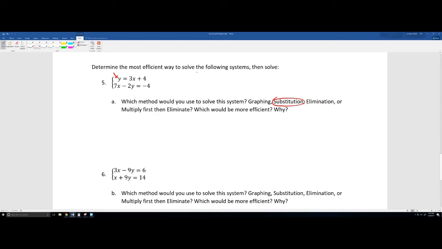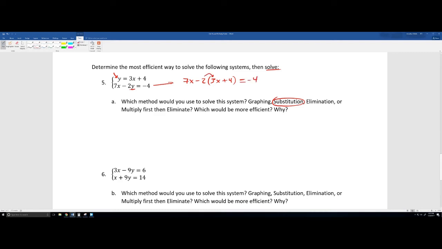So don't forget we're going to solve it. Let me explain what I mean. Y is already isolated. It says y equals 3x plus 4. So I'm just going to plug it in to my other equation. I got 7x minus 2y. And didn't they say y is 3x plus 4? So notice how I'm just substituting in for my y. It's still equaling the -4, like I said.